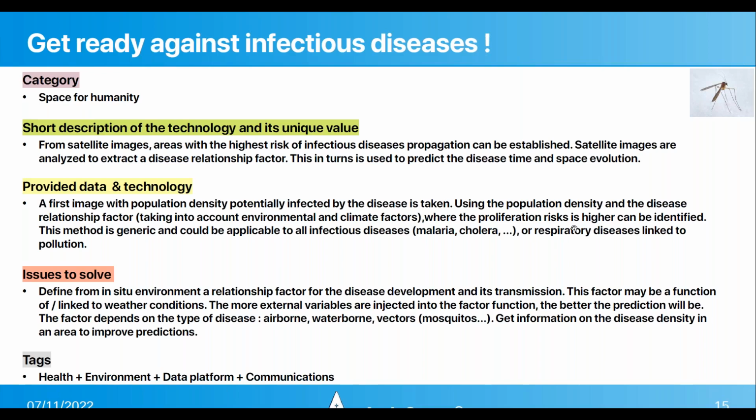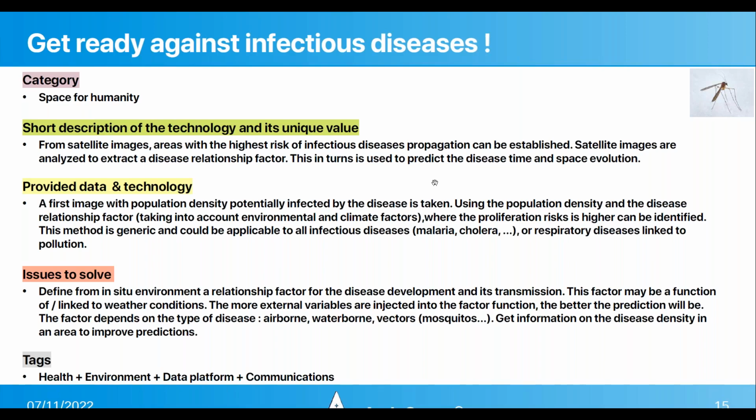The complexity here is in the relationship functions, and they need to take into account as many inputs as possible to be accurate. You can really think of establishing forecast maps with a time evolution of a disease. So here again, you can see this challenge as a life-saving challenge because diseases like malaria, due to mosquitoes, really take thousands of lives every year.